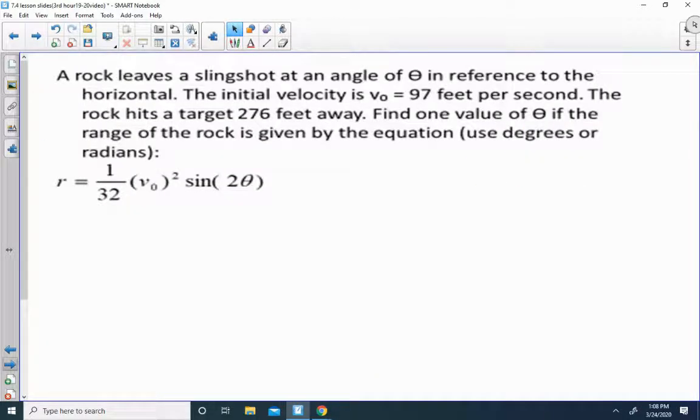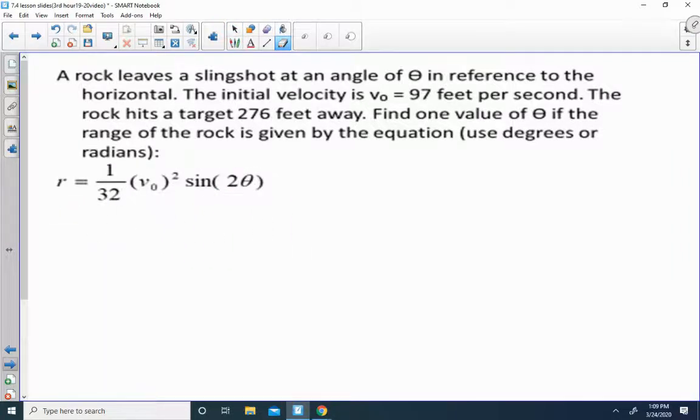So in this example, let's say we have a rock that leaves a slingshot at an angle of theta in reference to the horizontal. The initial velocity is v sub 0, 97 feet per second. Don't worry about the v sub 0. It's basically just a symbol for the velocity or speed. And then the rock's going to hit a target 276 feet away. Find one value of theta if the range of the rock is given by this equation.